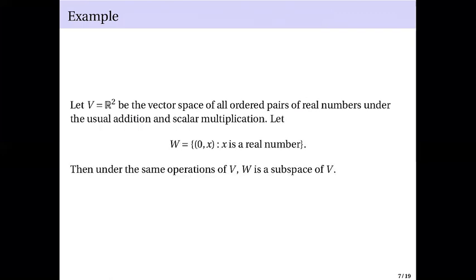Now, we let W be this set. The first coordinate is always 0, and x is any real number. So this is an ordered pair, meaning this collection W is also elements in V. Then under the same operations of V, meaning the usual addition and scalar multiplication, W is a subspace of V.